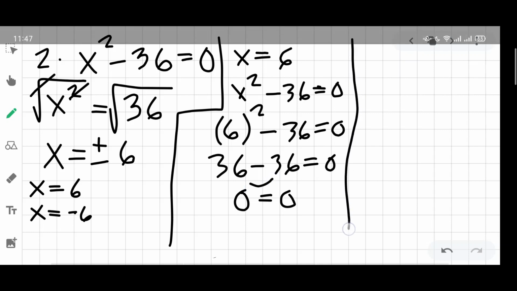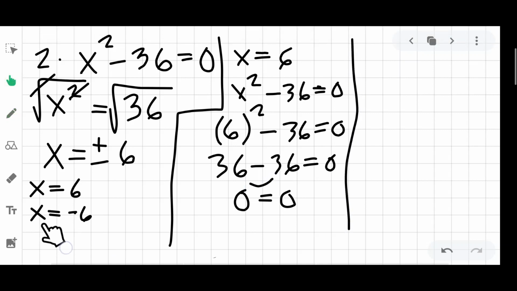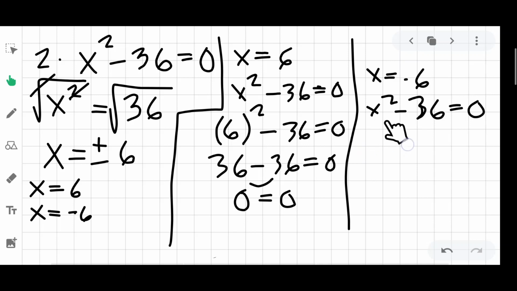So, check yan. Ngayon, check naman natin kung tama yung other answer natin, which is x equals negative 6. So, copy the original equation. X squared minus 36 equals 0. Okay, so papalitan lang natin yung value ng x ng negative 6 sa nakuha natin.